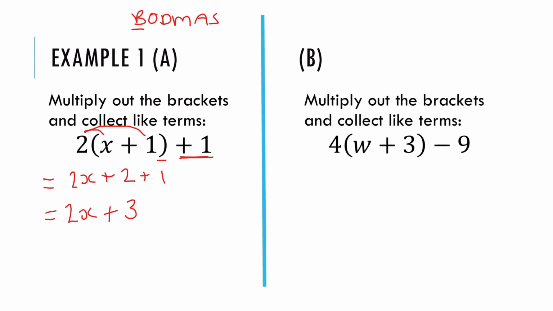Okay, in example B, we are being asked to multiply out the bracket and collect like terms again. So I'm going to use the 4 to multiply the w and then the 3. It is not going to multiply the negative 9 because the negative 9 does not lie within the bracket. 4 times w is 4w. Positive times a positive is a positive, and 4 times 3 is 12. I can't forget about the negative 9, it still needs to go on the end. Now I can simplify by doing plus 12 take away 9. 12 take away 9 is 3, so my final answer is 4w plus 3.